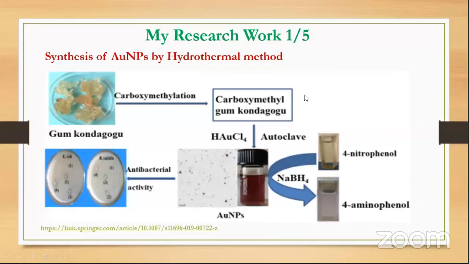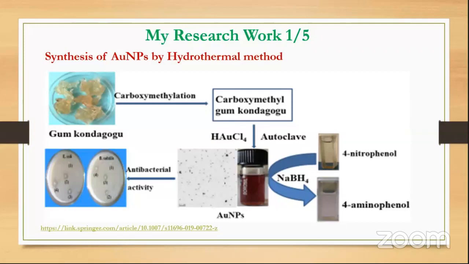After conversion of the gum kondagogo to carboxymethyl gum kondagogo, I make the gold nanoparticles by using auric chloride. I prepared a 2 millimolar concentration of the auric chloride solution, and then I took 1 gram of fine powder of carboxymethyl gum kondagogo, dissolved it in hot water, and maintained stirring of the reaction mixture for 6 hours. After 6 hours, I passed the solution through Whatman paper. Then I mixed these two solutions in ratios like 4 to 6, 5 to 6.